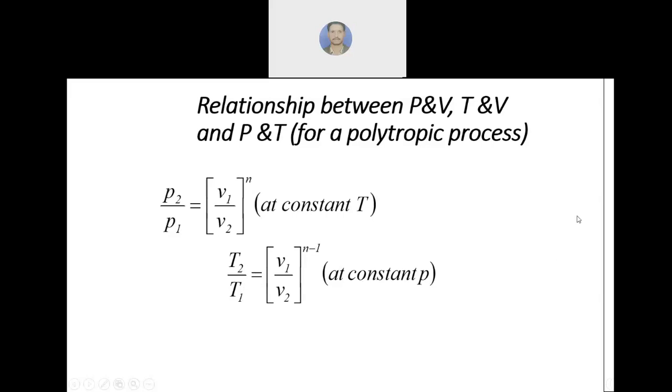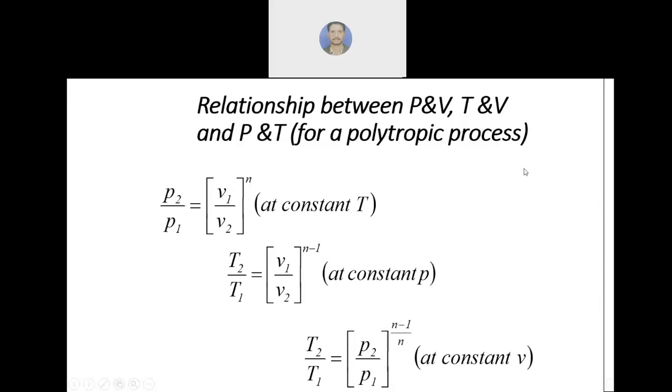Note down these formulas. I am again repeating, they are very much important formulas for solving the numericals. The first, when the temperature is constant. Second, when pressure is constant. Now third, when volume is constant. When volume is constant, you will get T2 by T1 equals to (P2 by P1) power (n minus 1) divided by n. Okay. These are the formulas for polytropic process.